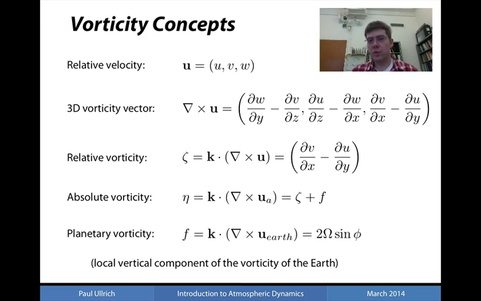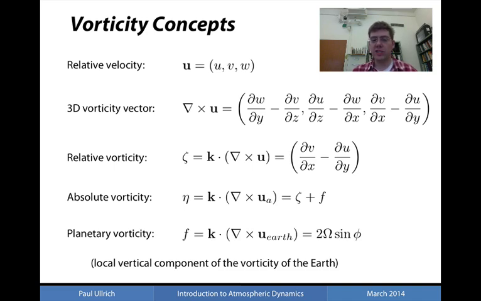So there are a number of concepts which then arose throughout our discussion of vorticity that are summarized here. Recall, relative velocity has components u, v, and w in the zonal, meridional, and vertical directions. The 3D vorticity vector is obtained by taking the curl of the relative velocity field. And the relative vorticity is a scalar quantity then, which is obtained by dotting the vertical basis vector with this curl. And it is simply the vertical component then of the 3D vorticity vector, defined by ∂v/∂x minus ∂u/∂y.